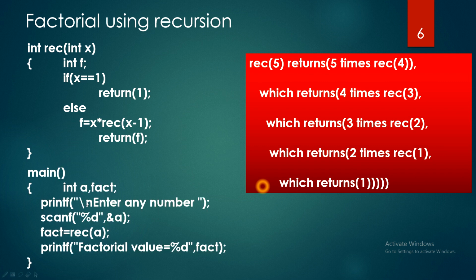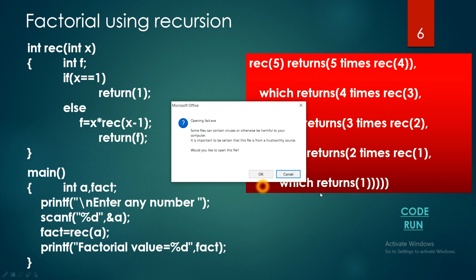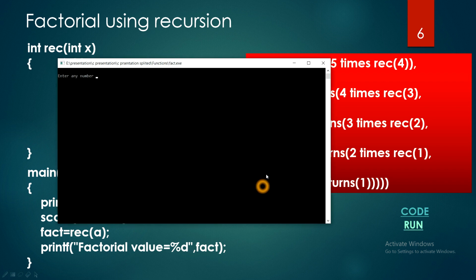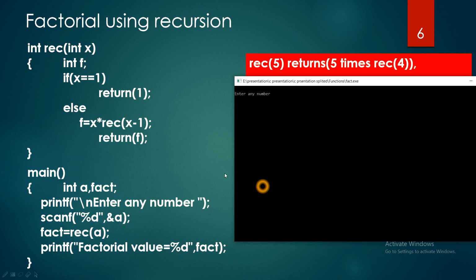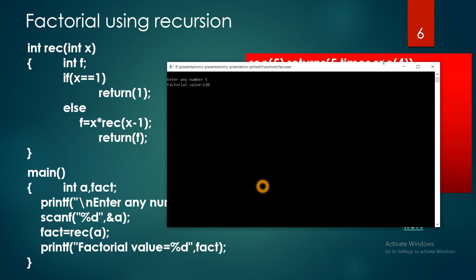So in the main program, you call this rec function from main, and here the value of a is 5. When we run the program, it asks to enter any number. I am giving it through main, so I am writing 5. The result is 120. In this way, recursion works. You can do this program in an iterative way also, but recursion is very easy. You can implement it through recursion.